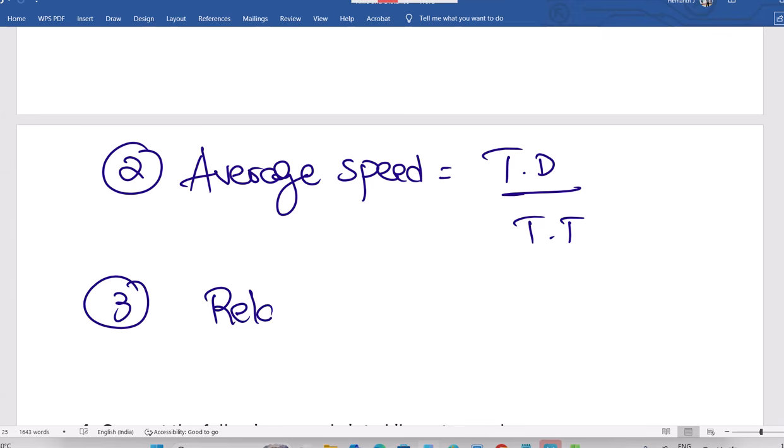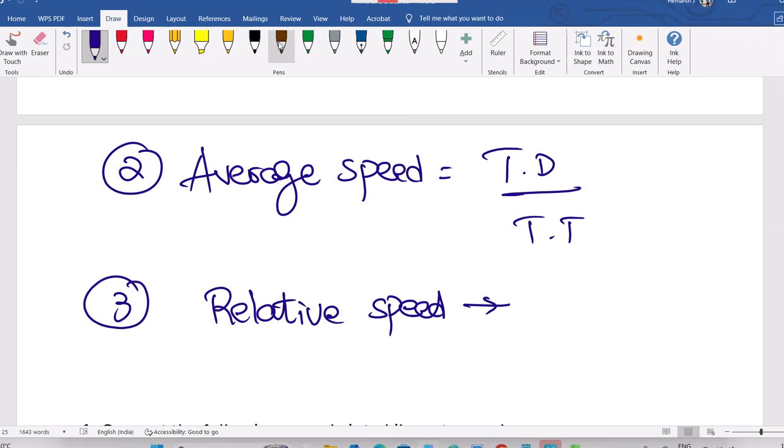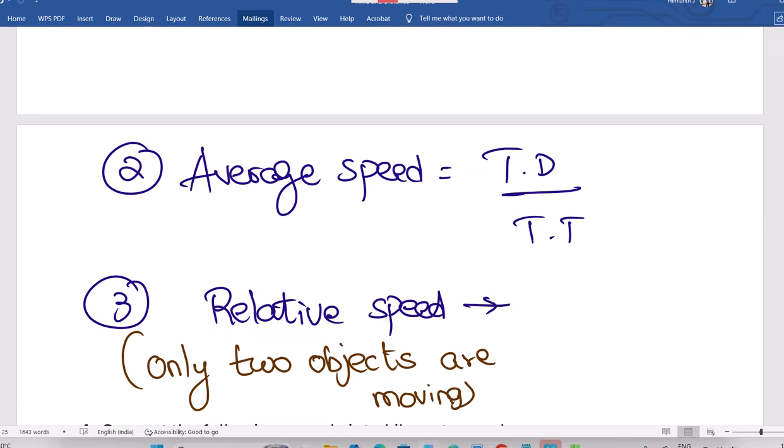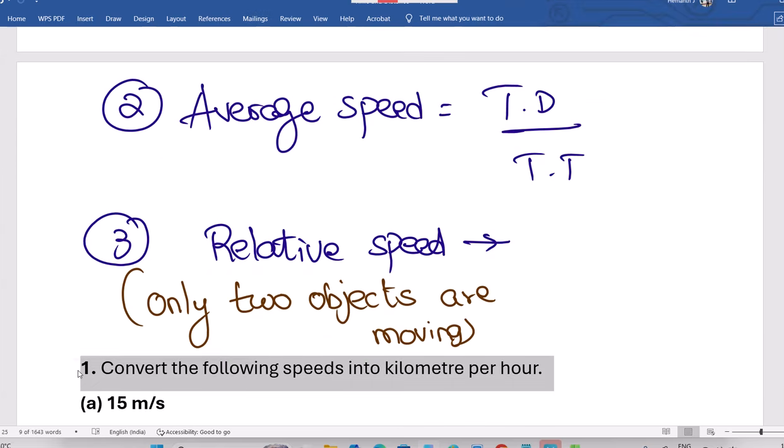Then you have some questions related to relative speed. When does the relative speed concept come into the picture? It is applicable only when two objects are moving. Even if three objects are moving, relative speed can be applied only for two at a time. If only one object is moving, it is not required. If two objects are moving, then apply the relative speed concept.